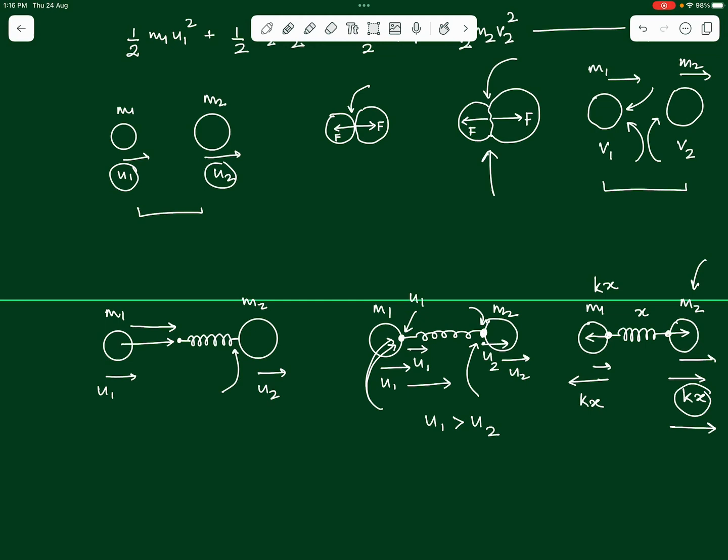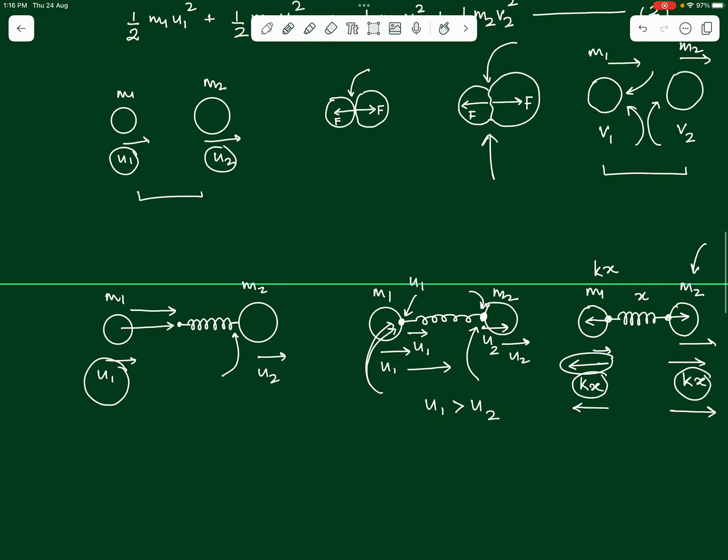M2 was initially moving slower, right? Now M2 starts accelerating. Whereas the same force kx, which is acting in the leftward direction on M1, will decelerate M1. It will slow down the body M1. So M1, which was initially moving with a greater speed U1, will now slow down, right? So M1 initially moving faster, M2 moving slower. Because of the spring force, now M2 accelerates and M1 decelerates. What do you think will be the result of this?